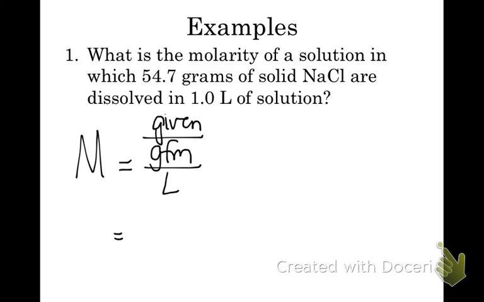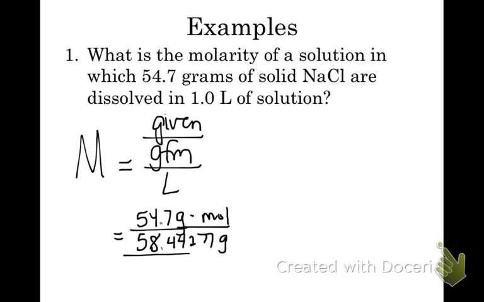So let's fill these in. The given mass here is 54.7 grams. The gram formula mass, that's again what you have to take from the periodic table. We have NaCl here, and when I add up the Na and the Cl, I get 58.44277 grams per mole. Since I have grams per mole here, I can actually move that mole up there. And that's all over, in this case, 1 liter. And I've used liter, and that's okay.